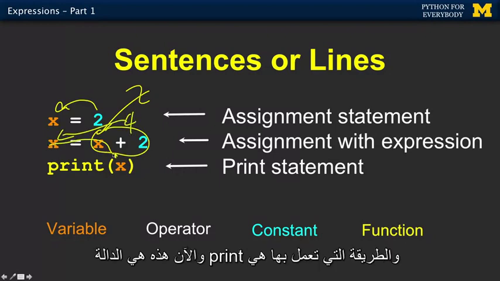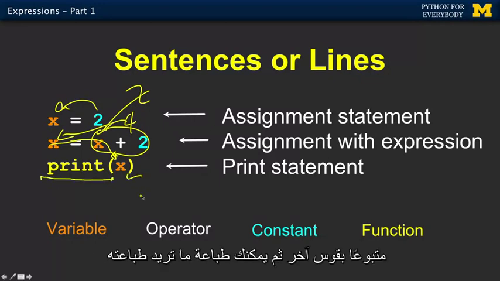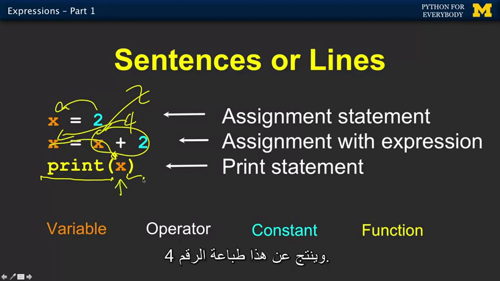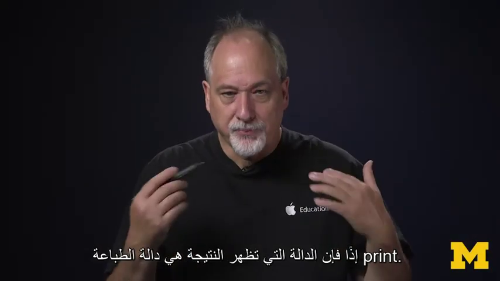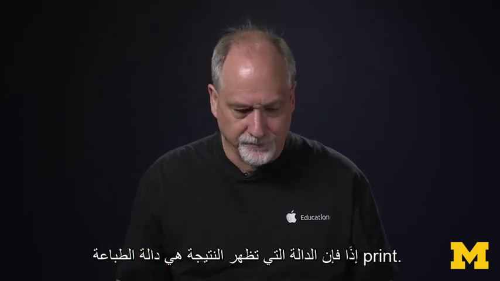And then this is a print function. And the way functions work is they are the name of a function followed by a parenthesis, followed by another parenthesis, and then you can print something, what you want to print. And so this causes on some output 4 to come out. So print is the function that you call to cause output.